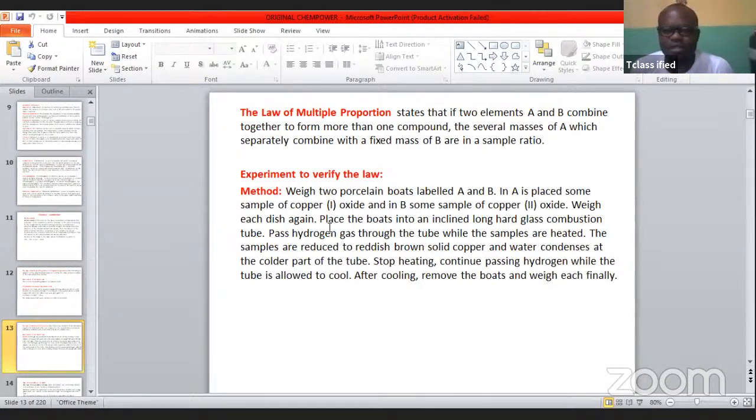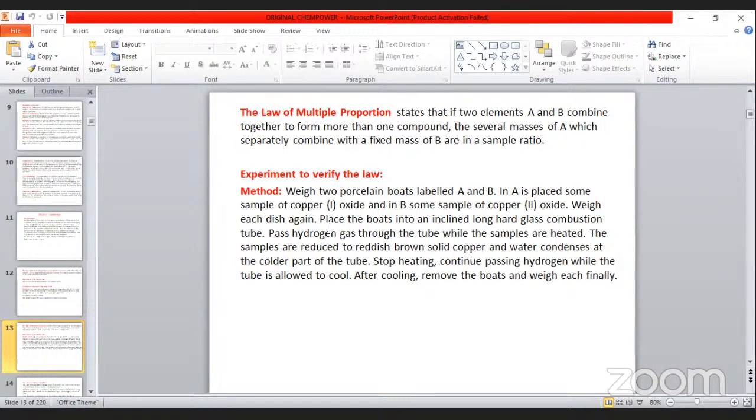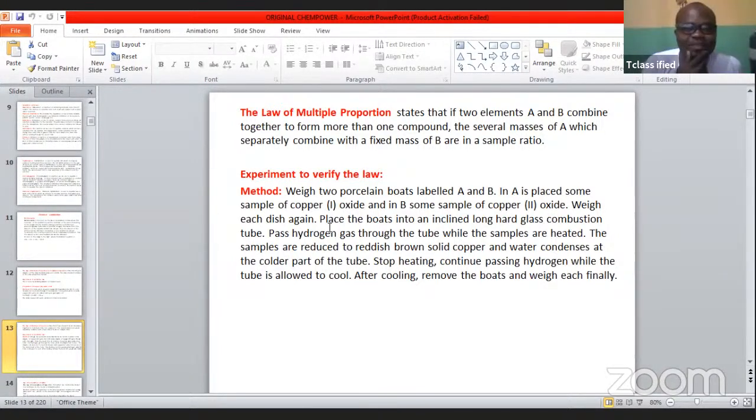I don't know whether this one is clear or should I come again? It's clear, sir. Good. So they are very simple but very important laws of chemical composition, and we need to know them. So the law of multiple proportion: take note of the word multiple. It simply means that it is forming more than one compound. That's why they call it multiple. But the proportions of combination are always in simple ratio.